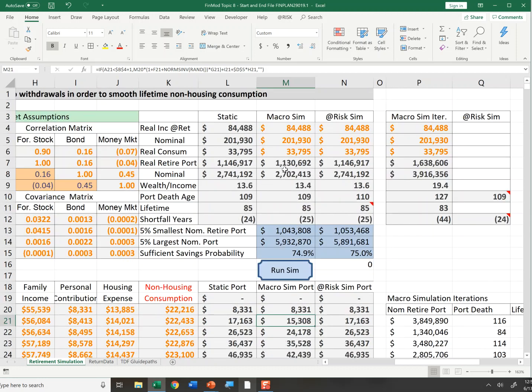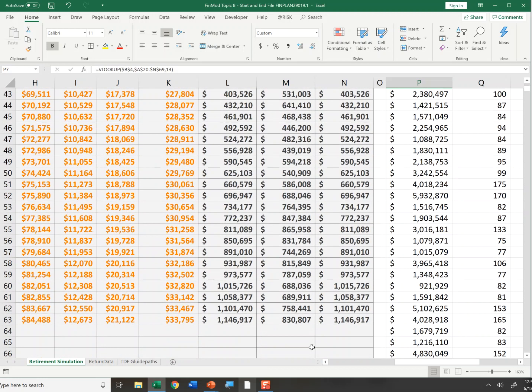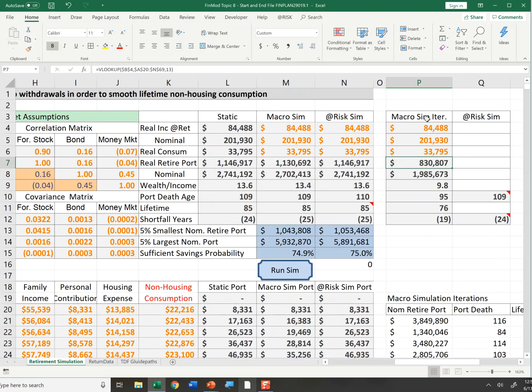I have a little lookup function here. And that lookup function tells me, every time I hit F9, here's the macro simulation to the right here. Every time I hit F9, it's looking at the number at retirement. So here's the $830,000. Notice there's the $830,000. So this is one single iteration or lifetime based on the randomness of the markets. So if I hit F9, here's a world in which I retired on 3.5 nominal, 1.5 real, and I had enough money to last 143 years. Here's a situation actually where my portfolio ran out of money at age 89, and I wound up having 3 years of shortfall.